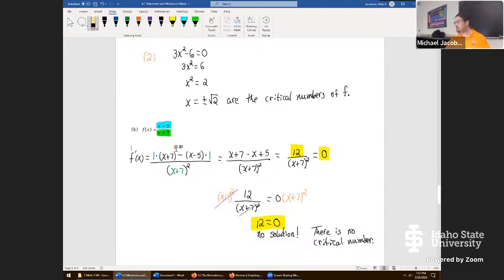Well, folks, that's finding critical numbers. Any questions at the moment with what we've done?